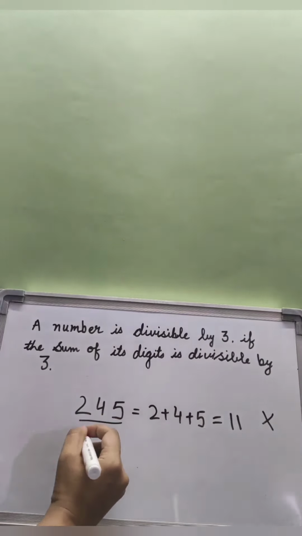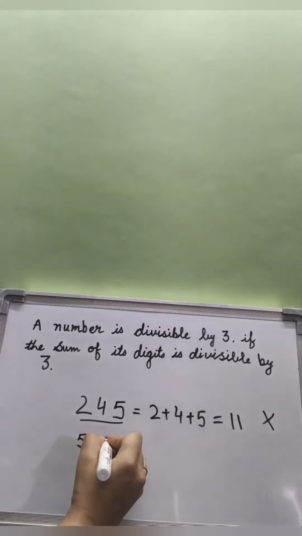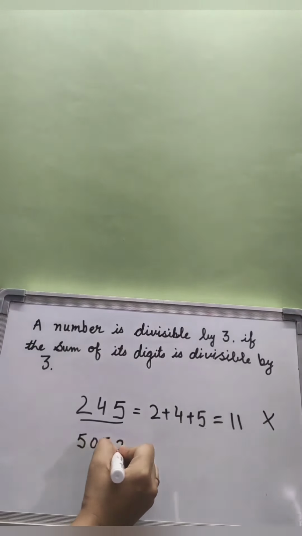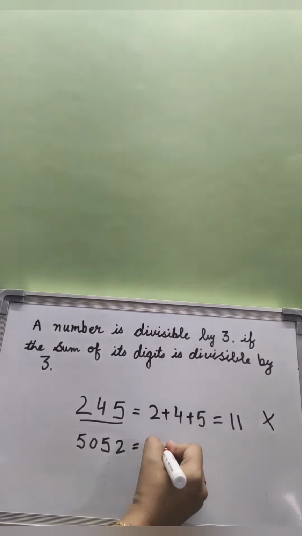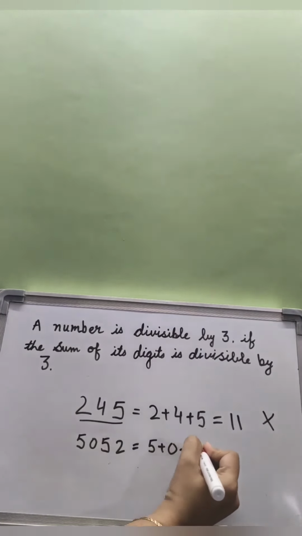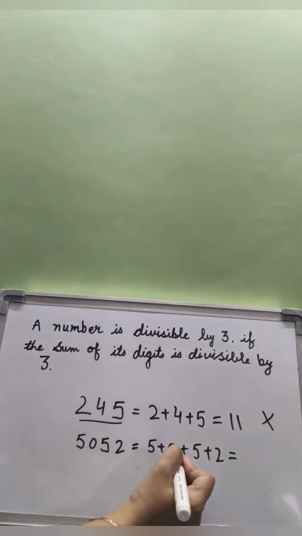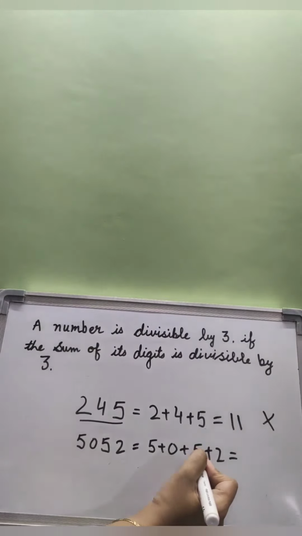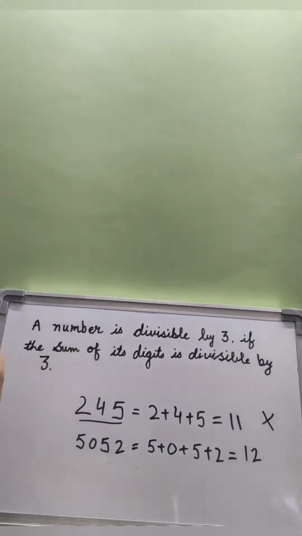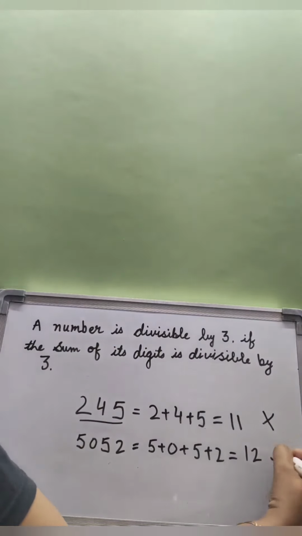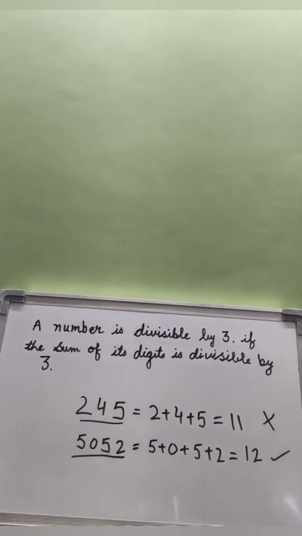Let's take an example, 5052. So let's add 5 plus 0 plus 5 plus 2. 5 plus 0 is 5. 5 plus 5 is 10. 10 plus 2 is 12. And 12 is divisible by 3. 3 fours are 12. So that means 5052 is divisible by 3.